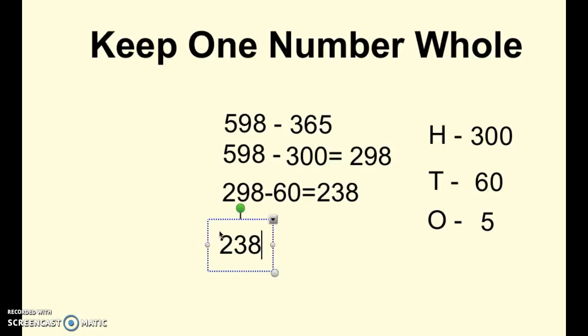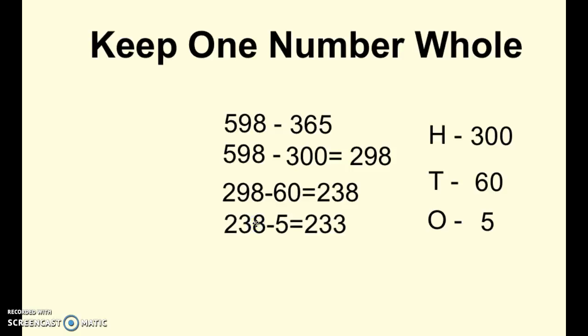I go back over to the last number I need to use, which is a 5. 238 minus 5. Again, all I'm doing in this step is subtracting 8 minus 5. So that equals a 3, so then my answer must be 233. And that's how you solve the equation using the strategy of keeping one number whole.